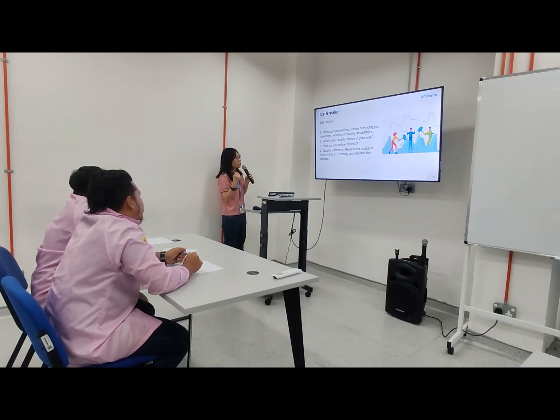Next, second, we'll go for what quality means to you. What do you feel about quality? What is the meaning of quality to you? And then how do you define defects? Then number 4, we'll go for quality defect identification. We'll review the images, and then we will identify and explain the defects. What is the meaning of the defects?